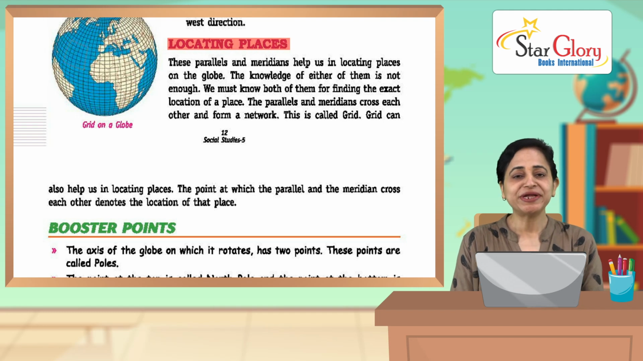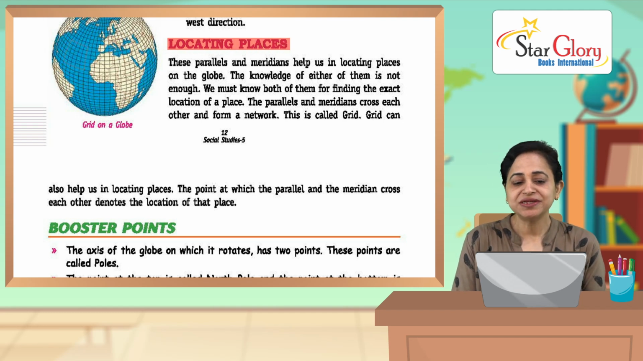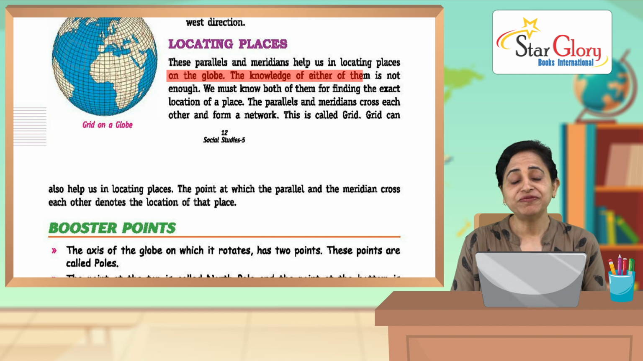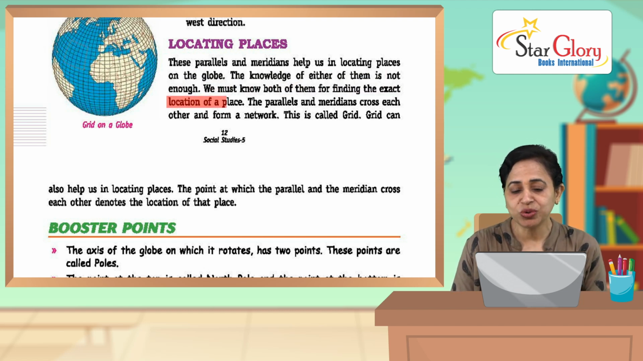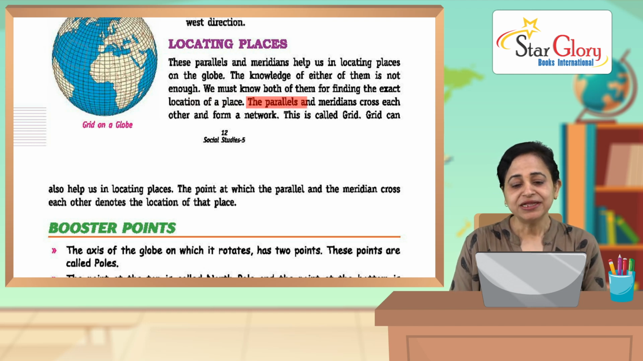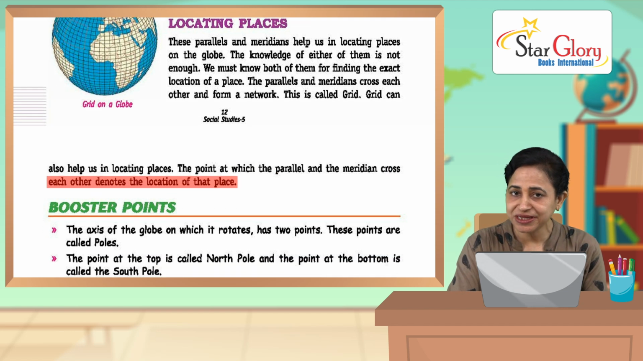Now let's have a look at locating places, that is how we can locate places on a globe. Right? These parallels and meridians help us in locating places on the globe. The knowledge of either of them is not enough. We must know both of them for finding the exact location of a place. ठीक है, दोनों के बारे में ज्ञान होना बहुत जरूरी है. The parallels and meridians cross each other and form a network. This is called a grid, and the grid can also help us in locating places. The point at which the parallel and the meridian cross each other denotes the location of the place.